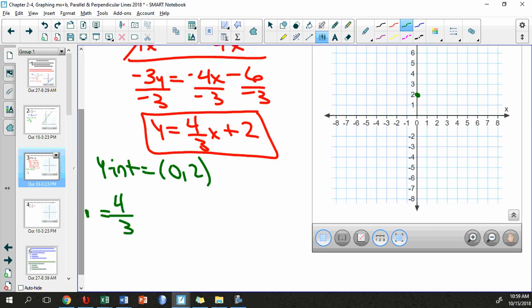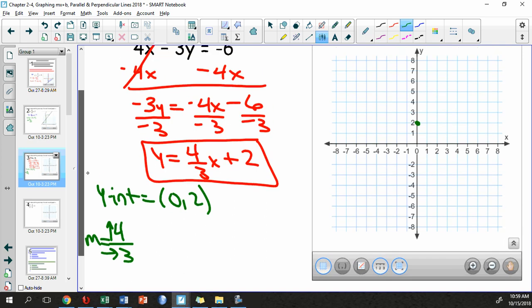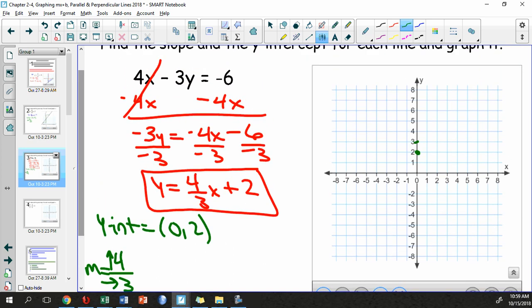4 over 3 is my slope, so that's up 4 units, and then what? 3. To the right 3. So from my ordered pair (0, 2), I'm going to go up 4 units: 1, 2, 3, 4, and then to the right 3: 1, 2, 3. Can I go and get another point? By going down 4 units and to the left 3.